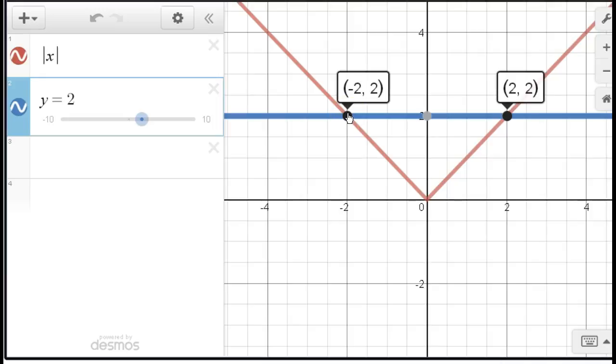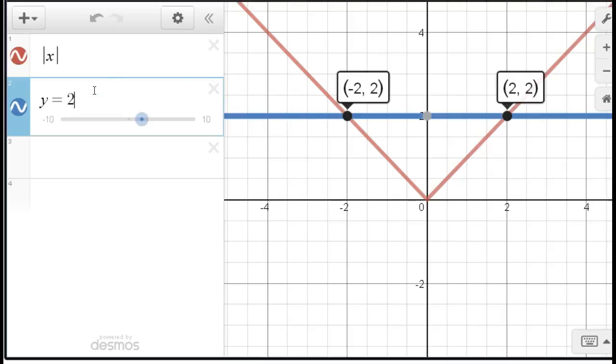Another way of thinking about it is, the absolute value of what equals +2? Well, the absolute value of -2 equals +2, and the absolute value of +2 equals +2. So our answers here, the two x coordinates, are -2 and +2. This is what we're trying to do, but without the actual graph.